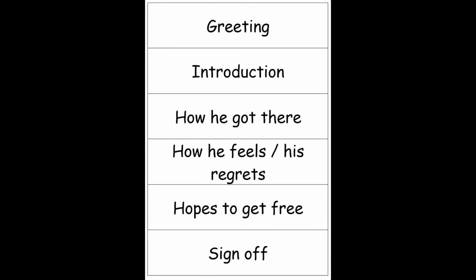This paragraph will explore his emotions and how you think that the soldier would be feeling at this time. Then maybe at the end, we could have a paragraph about his hopes to get free. So there might be a glimmer of hope and he might believe that he could somehow escape from the jail. Finally, we need the sign off. So this is where your soldier will say goodbye to his diary.